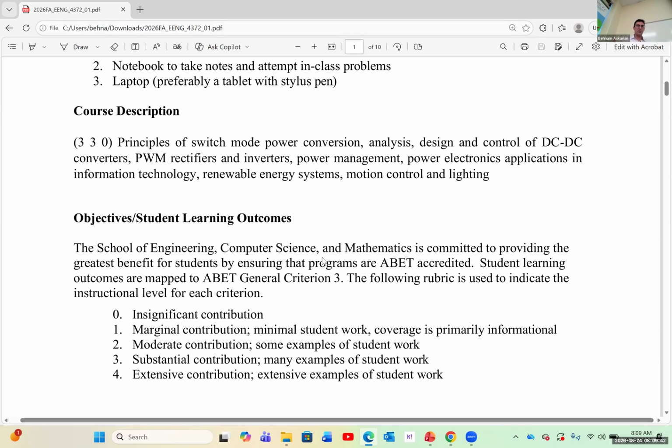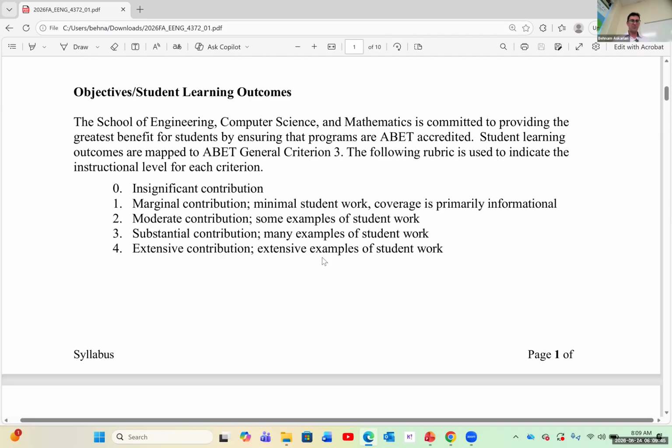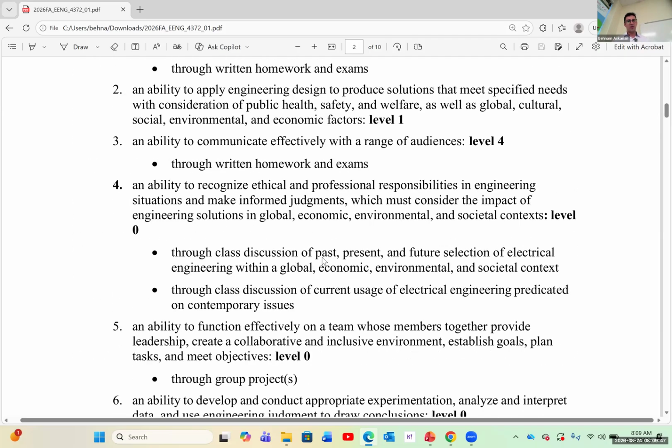Now, you're already familiar with the objectives of ABET. I'm not going to go through that. Just please read through them.